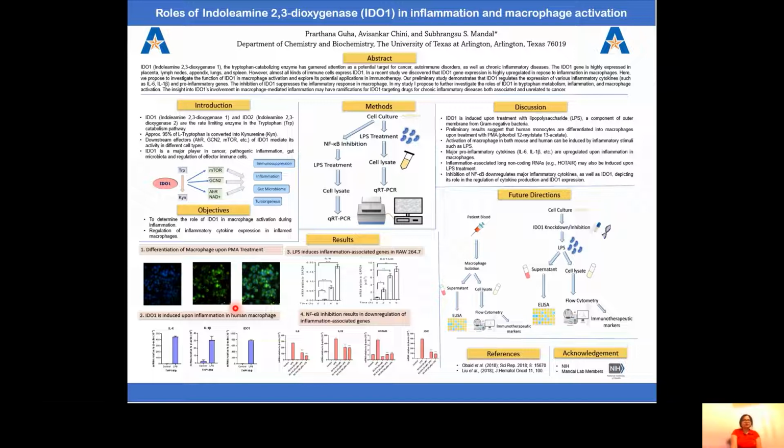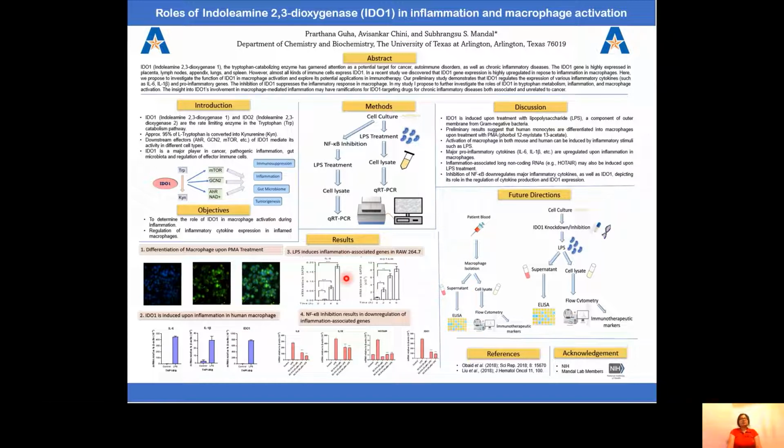Now, if you look at panel number 2, I have used LPS to treat those macrophages, and you can see that there is an elevated level of IL-6 and IL-1 beta, which are pro-inflammatory cytokines, depicting that the inflammation has worked. And also under this inflammation condition, the IDO1 level is up.